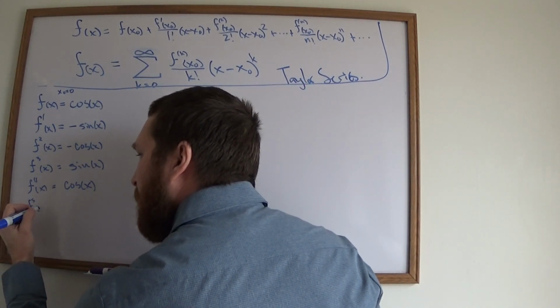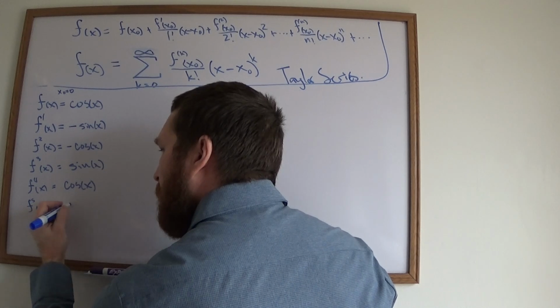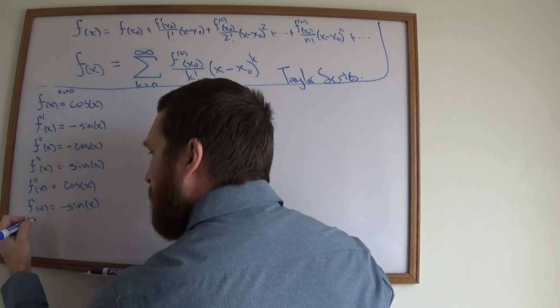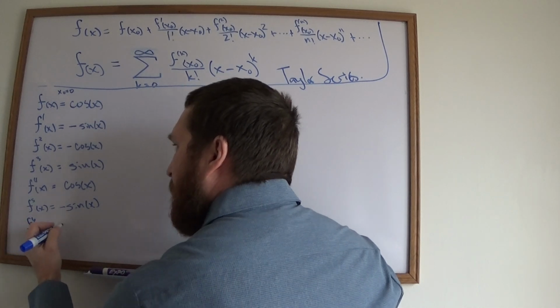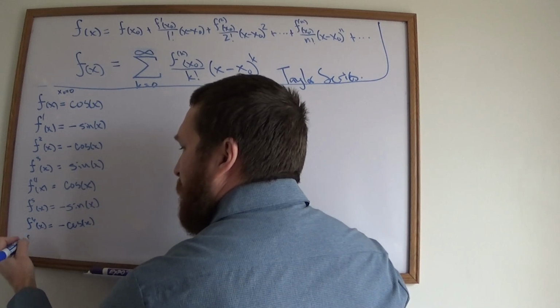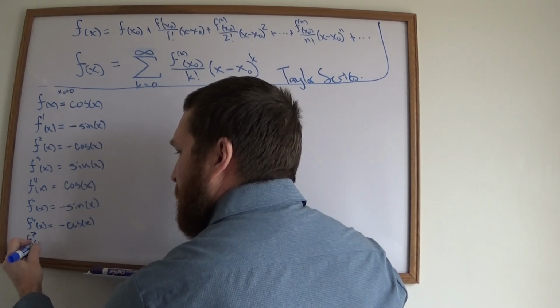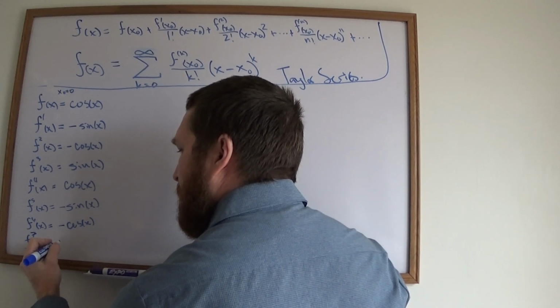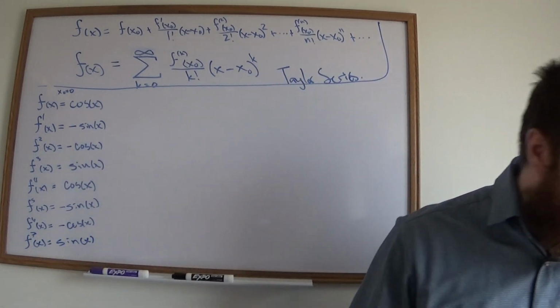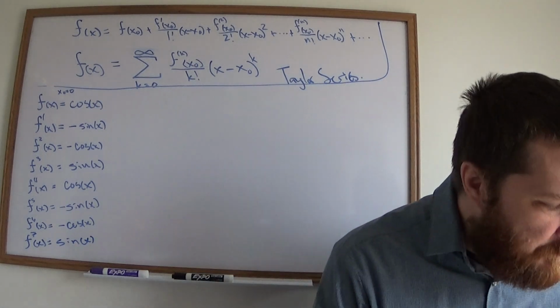What's the fifth derivative? Negative sine. And this gets a lot easier because you can just look above. Negative cosine. That's probably good, but we'll do one more since I have some room. Take the seventh derivative, and we get positive sine. There we go. Okay, so that's step one: you take a bunch of derivatives.